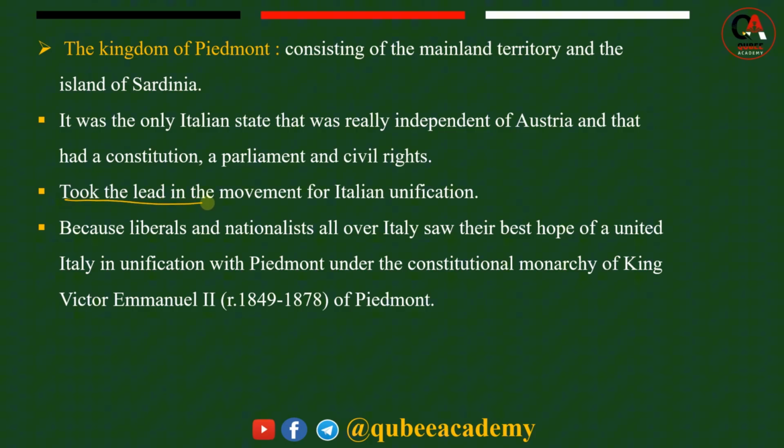Took the lead in the movement for Italian unification, because the liberal nationalists all over Italy saw it as the best hope for a united Italy. Unification was led by Piedmont under the constitutional monarch King Victor Emmanuel II, who ruled from 1849 up to 1878.